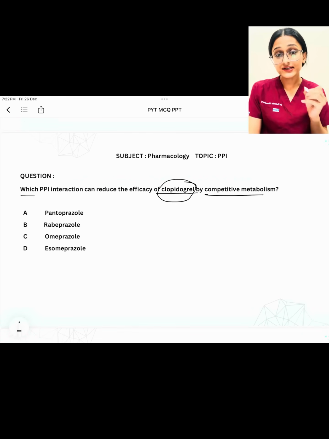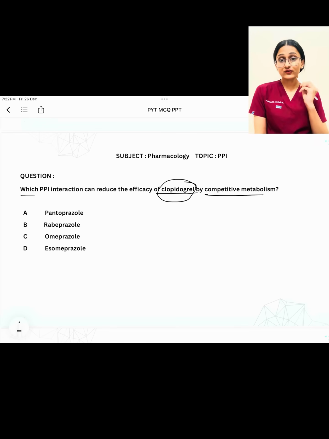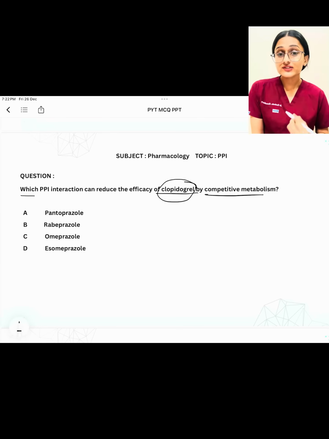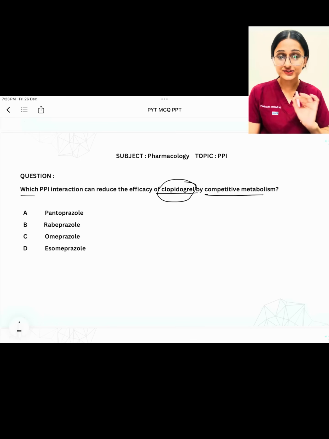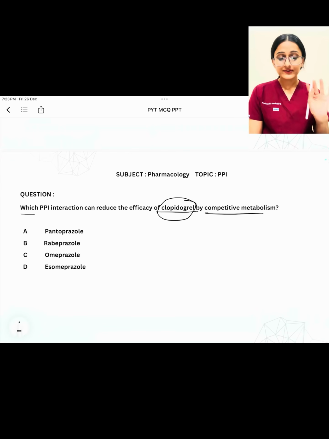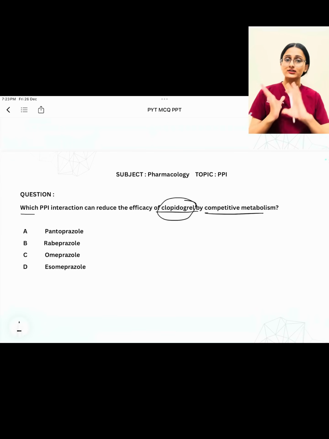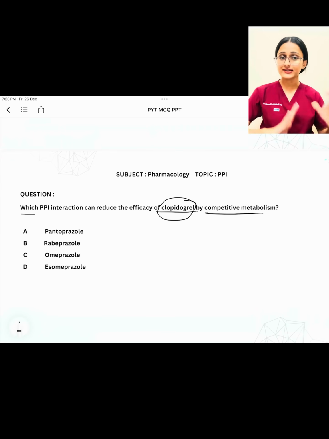Which PPI interaction can reduce the efficacy of clopidogrel by competitive metabolism? First of all, I want to say that this topic, they have repeated so many times in all the exams, whether NEET PG, FMG, INI-SS, at every exam. Don't know why they love this question so much, but let's see the concept. Clopidogrel is mostly given to CAD patients. It is an antiplatelet drug, that we know, it's basic.